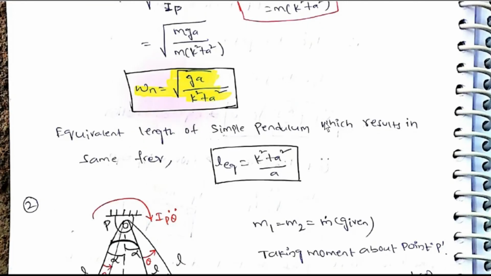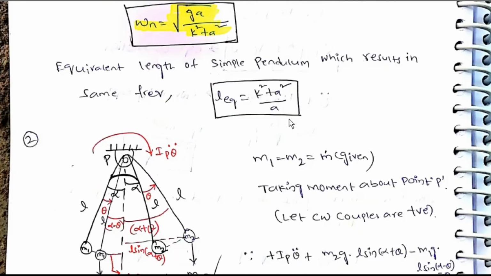Equivalent length of simple pendulum which results in same frequency: L equivalent is equal to (k square plus a square) by a.